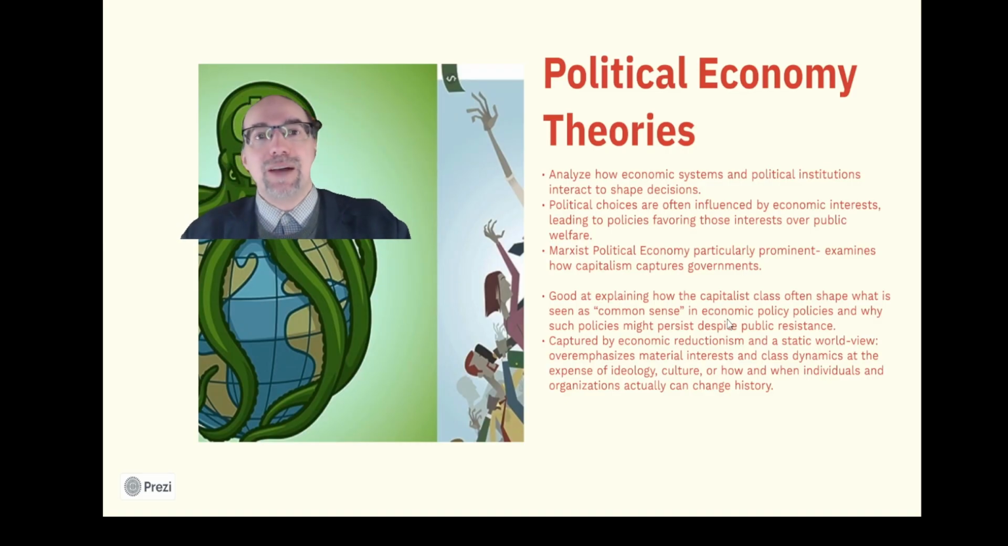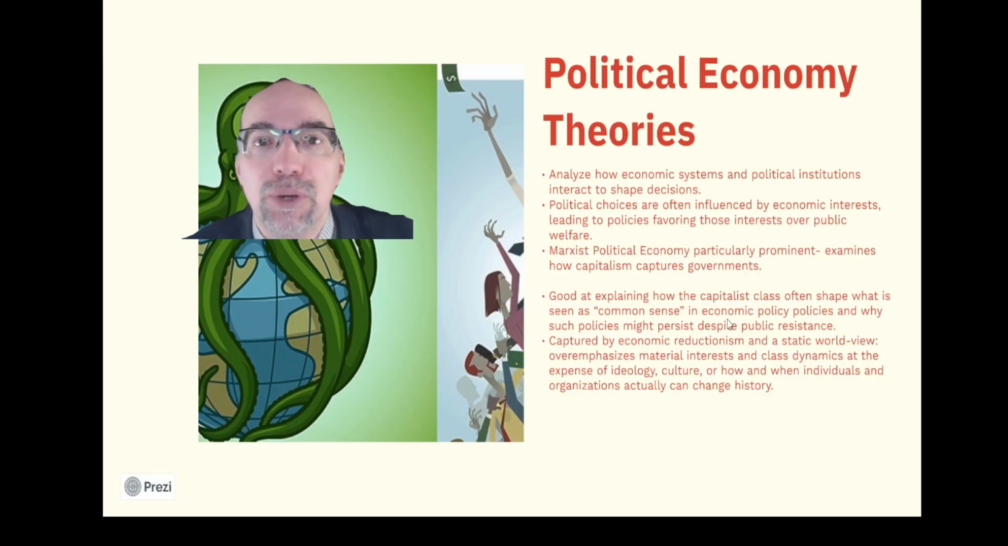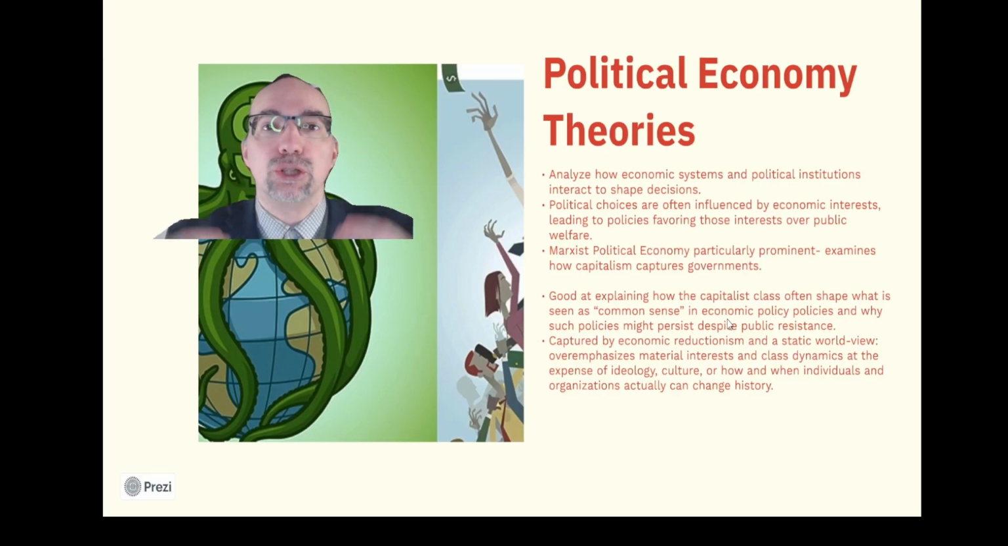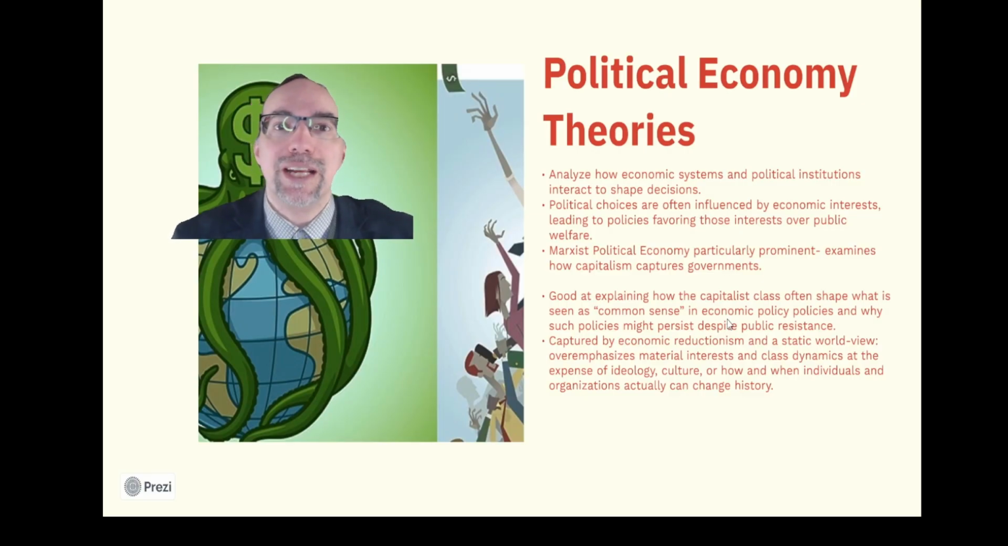Political economy examines how economic systems and political institutions interact to shape decisions. Unlike theories that focus solely on political and economic factors in isolation, political economy treats them as intertwined. Governments make political choices that affect markets and economic forces that shape political behavior. This perspective is especially useful for understanding why politics often prioritize economic interests, class structures, or global market dynamics over purely ideological or moral concerns.